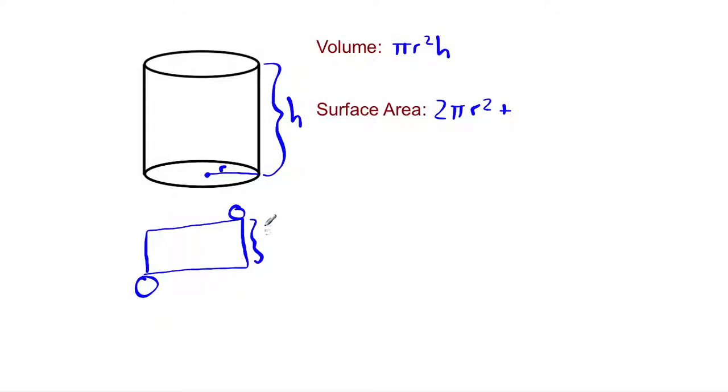This distance is the height. But then what about this distance? Well, that's actually this circle unraveled. If I take this distance of the circle and pull it apart so that it's straight, that's this distance here. And that's the circumference of the circle, which is 2 pi r. So the area of this side edge is 2 pi r, the circumference of the circle, times the height. And so those are our two formulas, one for surface area and one for volume.